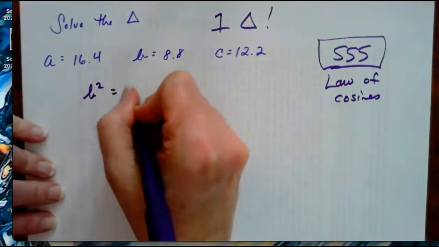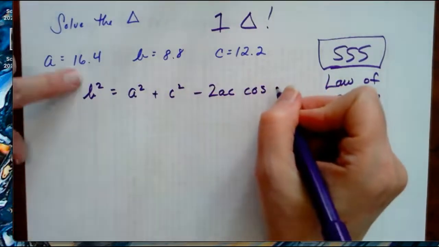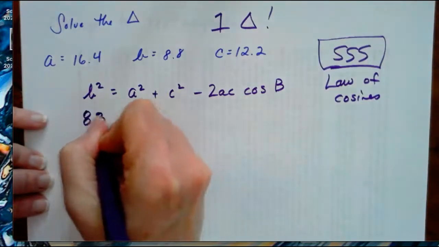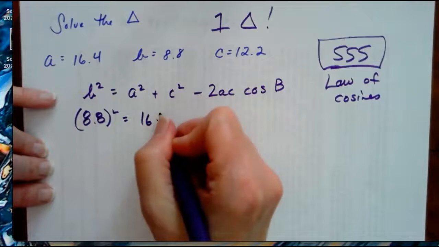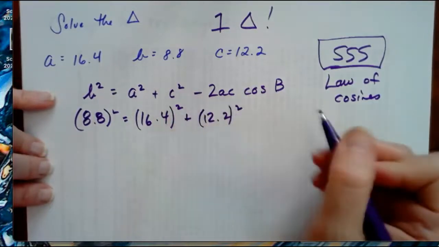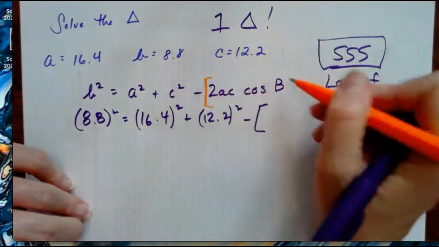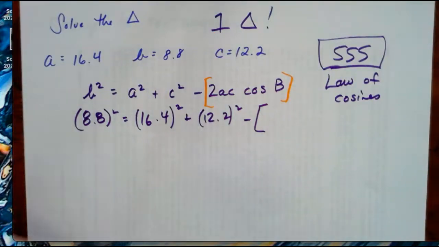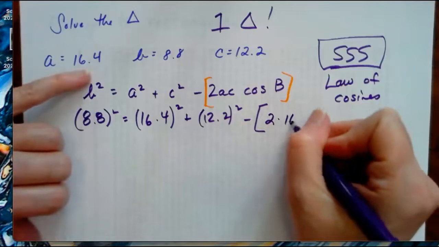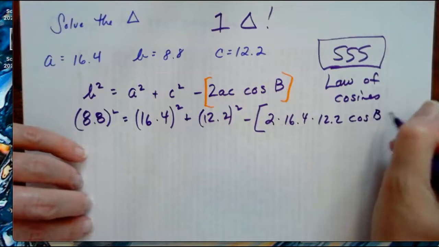So b squared equals a squared plus c squared minus 2ac cosine b. Have to know the law of cosine formulas. Plug it in. 8.8 squared equals 16.4 squared plus 12.2 squared minus, and I'm going to put this whole term safely in some grouping symbols to remind myself that it's one term. I'm not just going to subtract 2 and c. So 2 times 16.4 times 12.2 times the cosine of b.